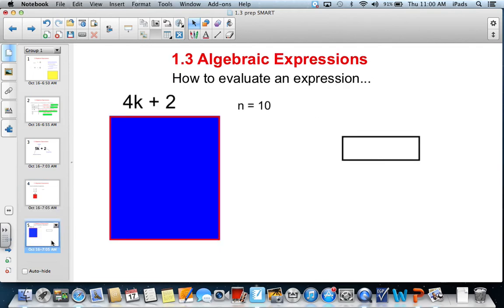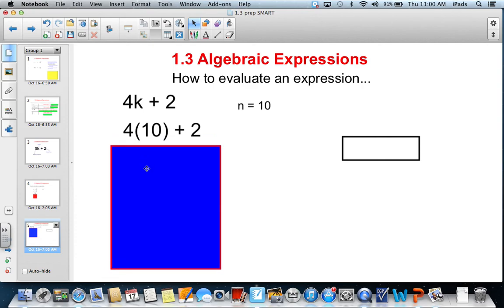Let's try that again. We're going to do a little bit more involved one this time. 4k plus 2. Same thing as before. We're not answering an equation. We're evaluating an expression, which means we're going to be given what that letter is. And that should say, actually, that should say k. K equals 10, not n. I just copied it from the last slide. But your variable equals 10. So we come over here, 4k plus 2, and we replace our variable with the 10. 4 times 10 plus 2.